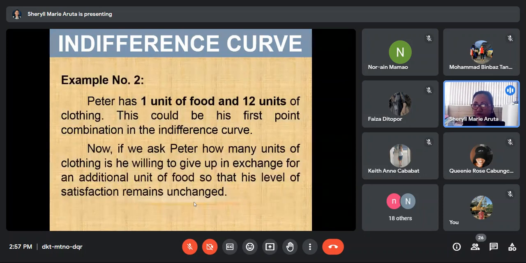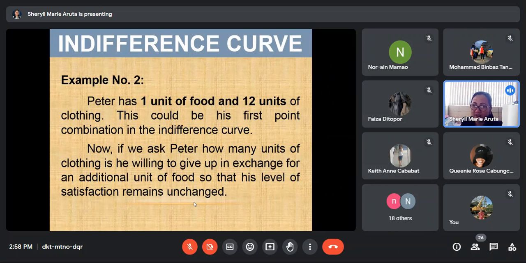Okay. So, moving on, if we have another set of example on the indifference curve theory, we have the person of Peter. Peter has 1 unit of food and 12 units of clothing. So this time, we will try to assess kung unsay preference ni Peter.